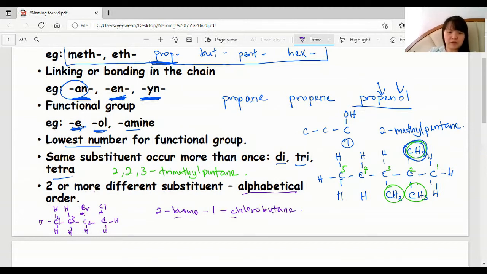Same goes if I have something like triethyl compared to a dimethyl. Although we see T and D here, we don't count this. We look at the ethyl and the methyl. So ethyl still comes first. So triethyl comes first before dimethyl.